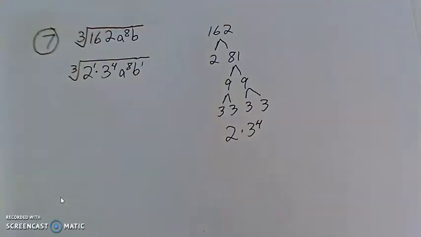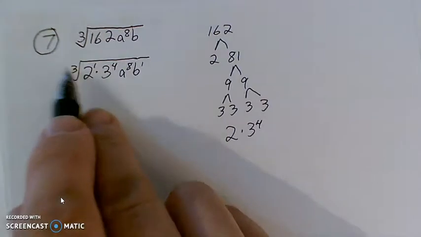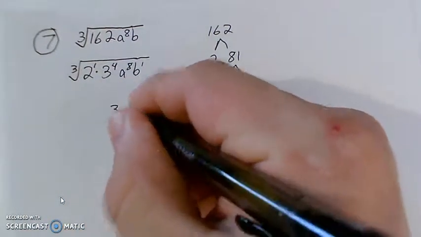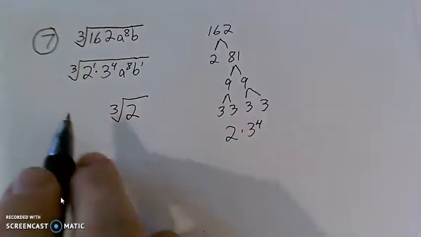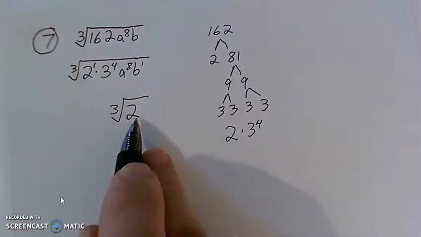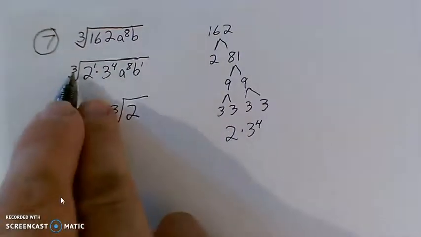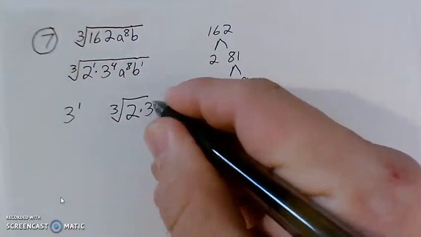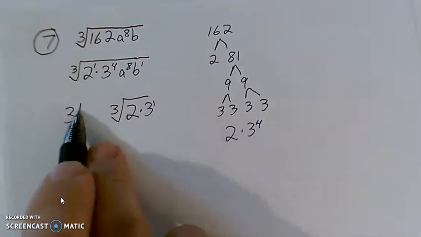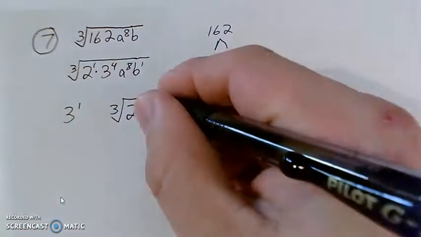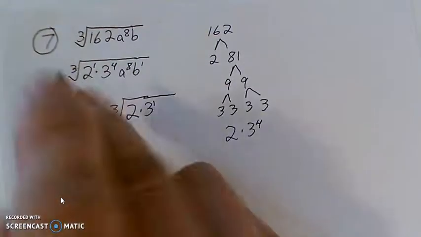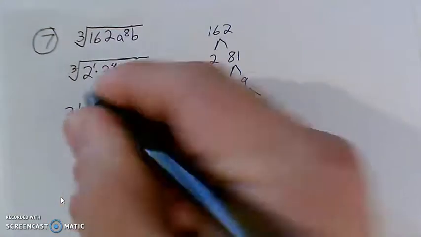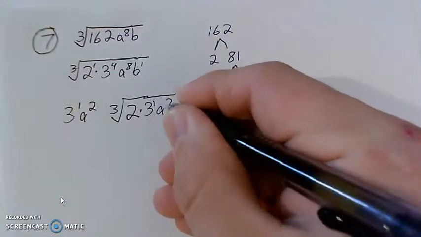Now I'm going to start dividing my exponents again. 1 divided by 3 cannot be divided, so it's going to be the cube root of 2 to the 1st, since I could not divide 1 by 3. 4 divided by 3 is 1 with a remainder of 1. 4 divided by 3 again is 1 with a remainder of 1. 8 divided by 3 is 2 with a remainder of 2.